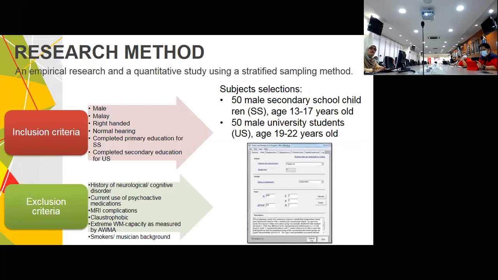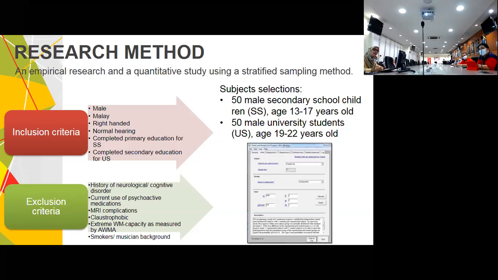Okay, so this is the method. There are inclusion and exclusion criteria. My inclusion criteria will be male. Why male? Because they are easy to get, and there is more compliance with fMRI compared to females because of the requirements of fMRI itself: to change clothes, to exclude jewelry, et cetera. So male will be the best criterion because it quickens up the process of screening.